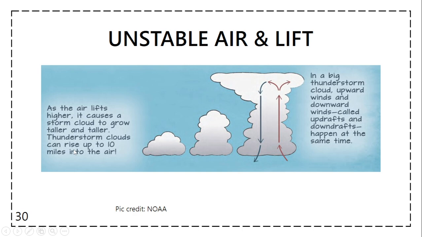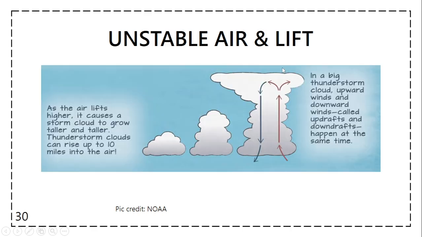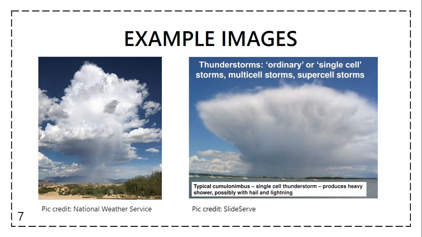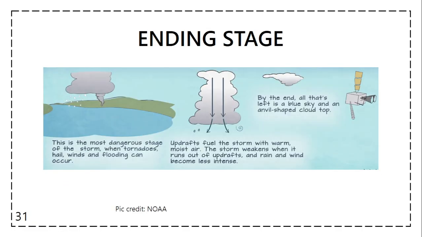And this is a fully developed storm now with this diagram. When tornadoes, hail and winds can occur, updraft fills the storm with warm, moist air. The storm weakens when it runs out of updraft, and rain and wind become less intense. By the end, it's just left with a blue sky and an anvil-shaped cloud top. Let's go back to this one, left with this cloud right here. So let's go back to here.